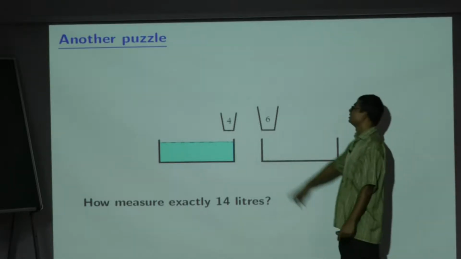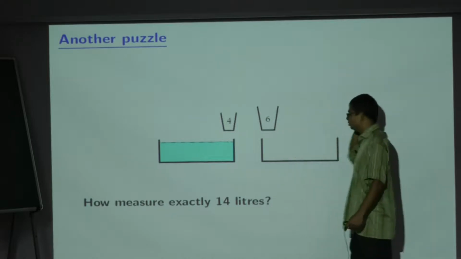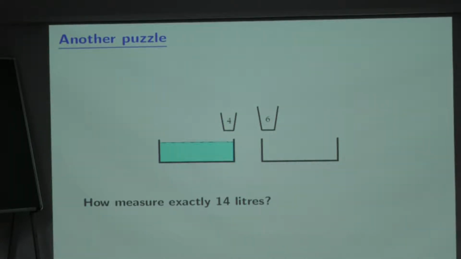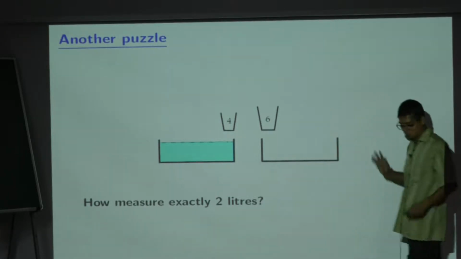Okay, you immediately say, oh, it is 4 plus 6 plus 4. So 4 and 6, 14 liters. Very simple. Okay, so that was the first one. How do you measure exactly 2 liters? Okay, you pour 6 and then take 4 back. What remains is 2. Good.